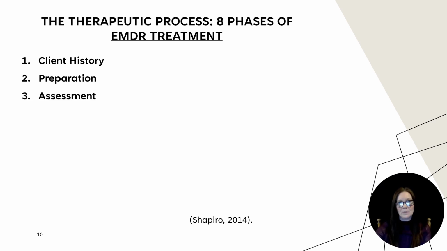The third phase is assessment, where the client identifies components of the targeted memory, including visual images related to the memory, related negative self-beliefs, and emotions and body sensations. In addition, the client identifies a positive belief. The therapist helps the client rate both the negative and the positive belief as well.